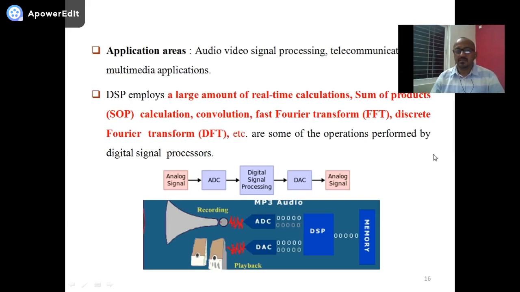Application areas: audio and video signal processing, telecommunication, and multimedia applications. And this is the block diagram which will give a clear idea about the DSP processor. The analog signal is given as an input, the ADC will convert it, the digital signal processor will process it, and then a digital to analog converter is used to convert it back into an analog signal and given as an output.